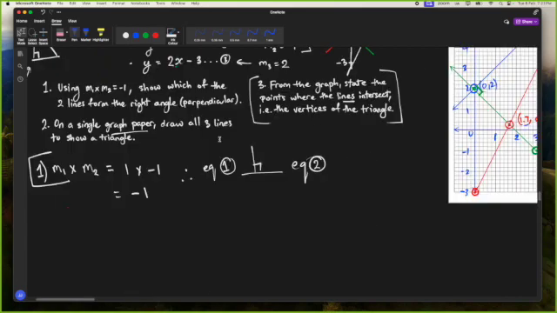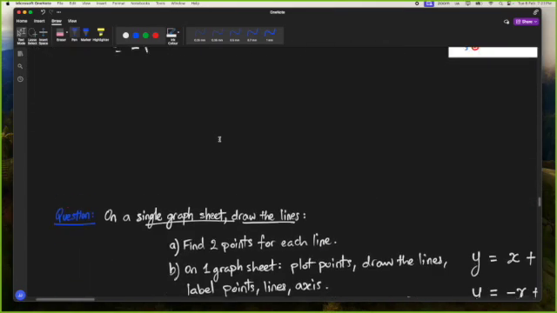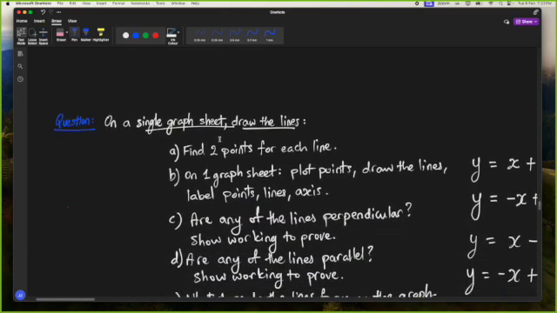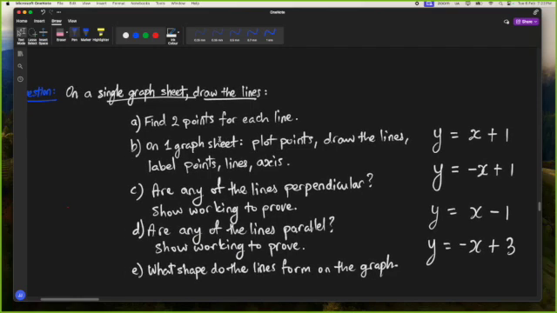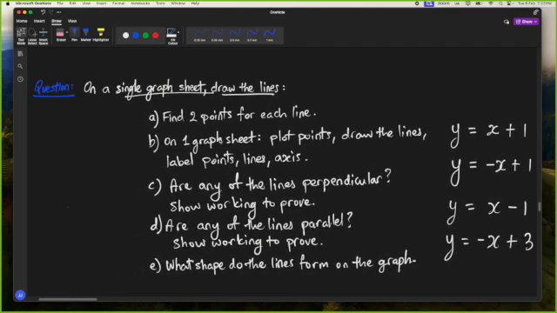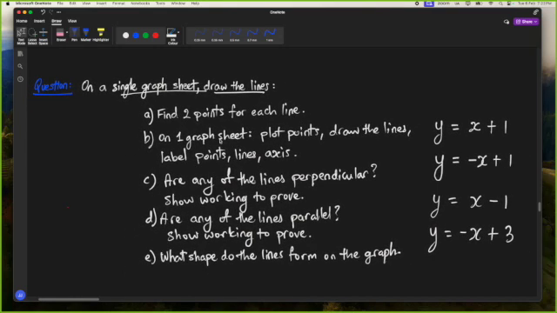So I did lie, it's not the only question. We do have one more question here, and this is the question. We are not going to do the question now. This question is for you for homework, right?